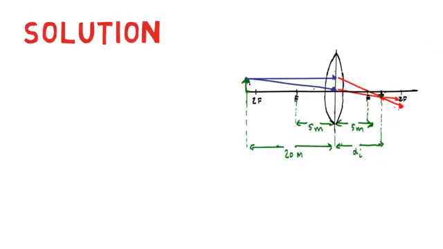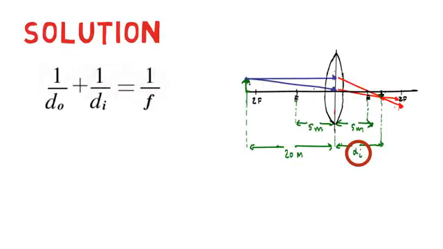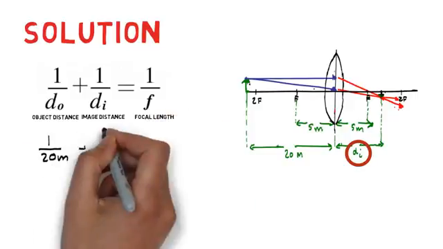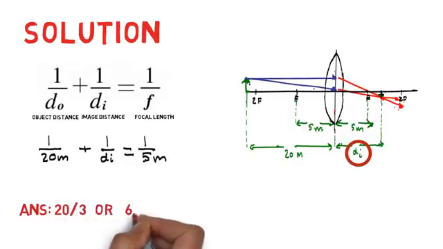Before solving, let's first demonstrate what exactly is going on by drawing a diagram. We're given the focal length and object distance, and we need to find the image distance. Now we can use the thin lens equation. The inverse of the object distance plus the inverse of the image distance is equal to the inverse of the focal length. Plugging in the values, you get the following. And with a little algebra, your answer will be 20/3 or 6.667 meters.